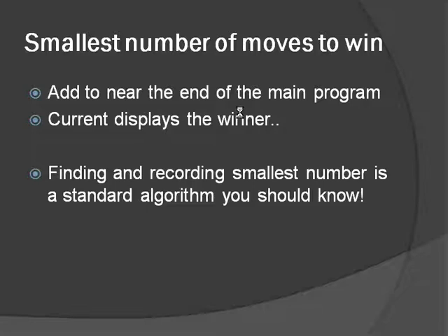I think originally I said whack it into a separate procedure. But for the simplest solution, the easiest thing to do is just to put it near the end of the main program, just where the program currently displays who the winner is and adds the score on, etc. If you're given a set of numbers, you should already know how to find the smallest number and remember the smallest number. It's a fairly standard algorithm.